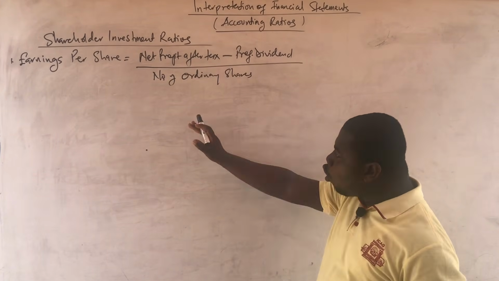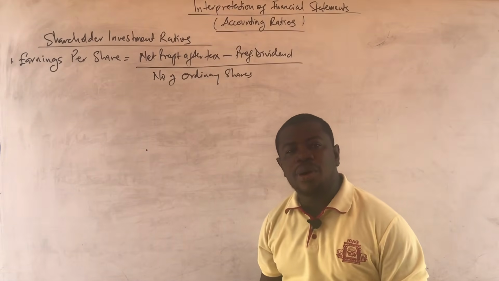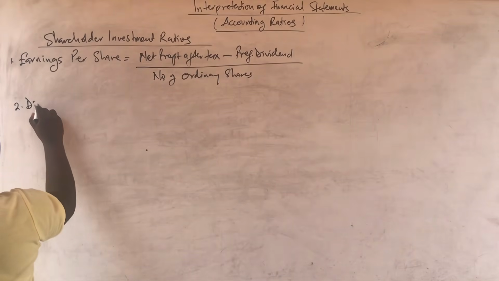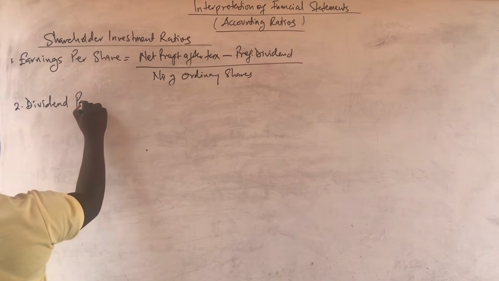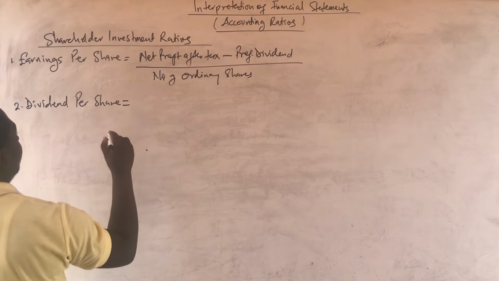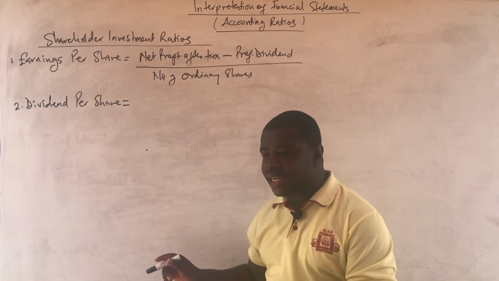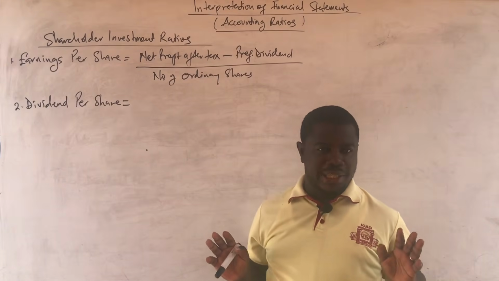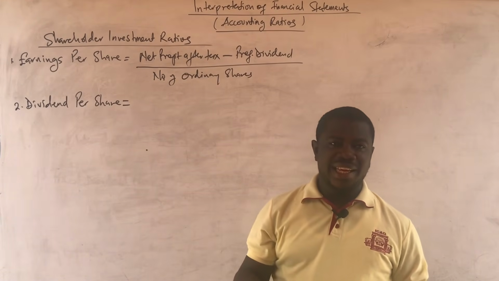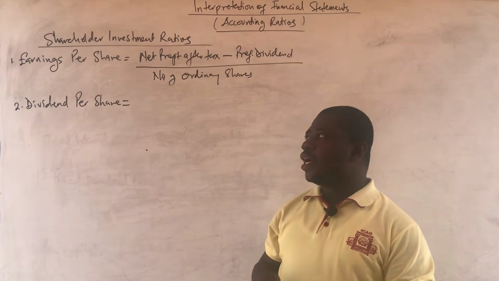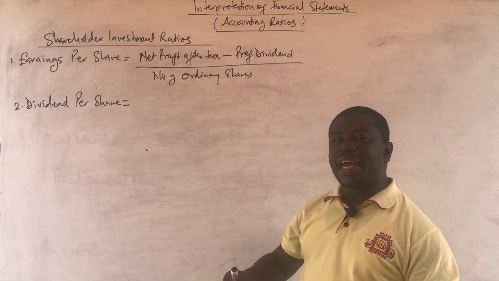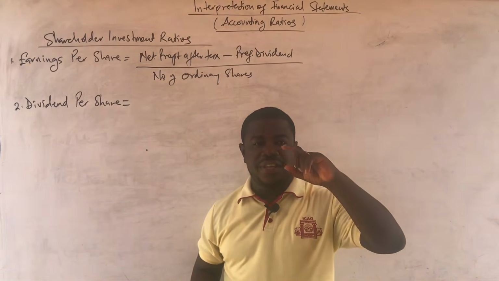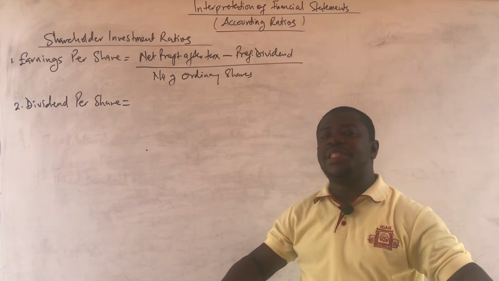So now that we know about our earnings per share, let us come and talk about dividend per share. Now, a lot of people confuse earnings and dividend as if they are the same. They are not the same. What the shareholder is earning is different from the dividend that he is receiving. Remember that the shareholder may be earning 10 cedis per share, but will be taking only 3 cedis per share as dividend. The extra 7 that is left will be retained in the business for expansion.